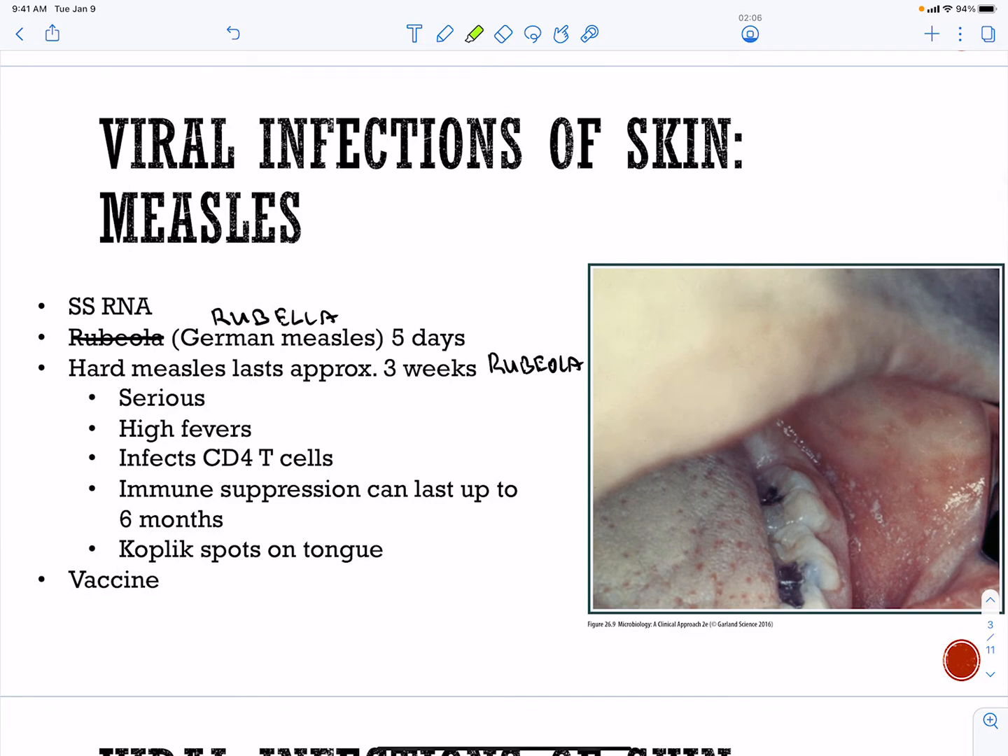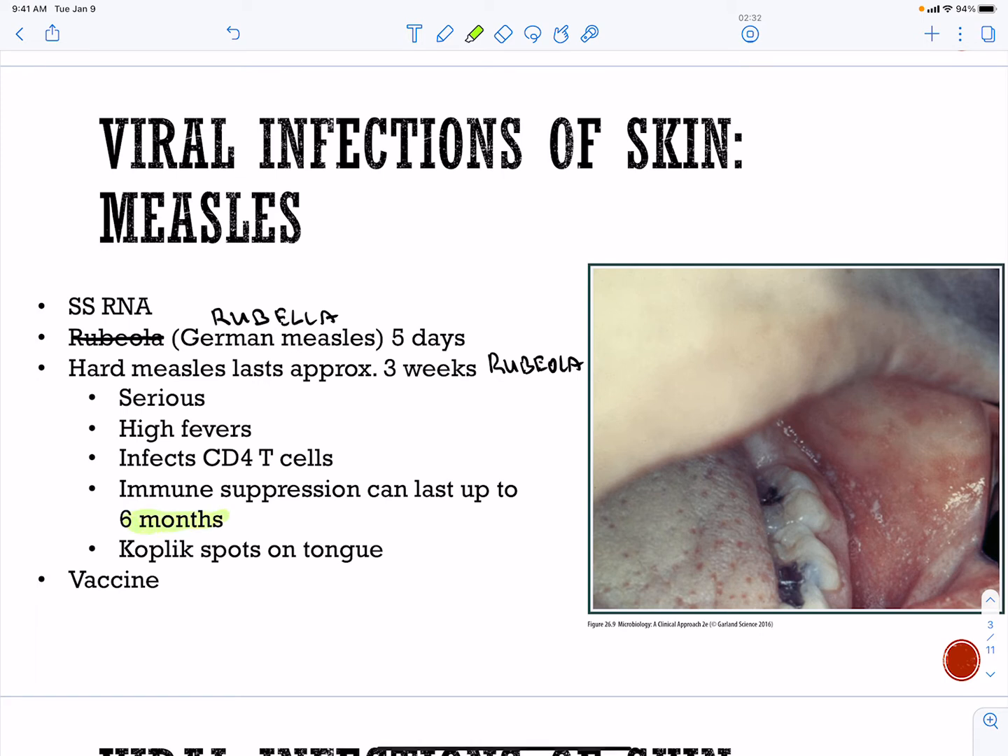Now, with respect to measles, measles has many different types of presentations, and a rash is one of them. These are single-stranded RNA viruses. We have German measles, which can last for a very short period of time. It's a mild form of the disease. And then we have hard measles, and that's going to last for approximately 3 weeks. It's going to be associated with an infection of CD4 T cells, so there is going to be a transient immune suppression that can last up to 6 months.